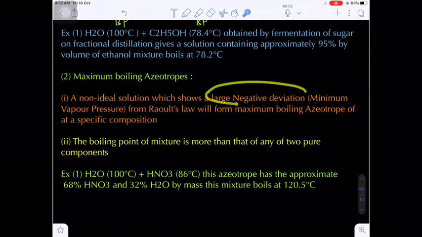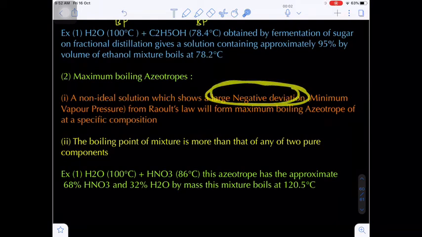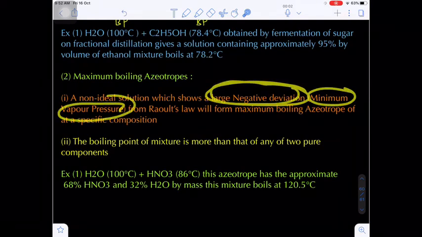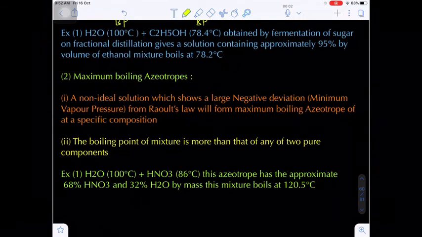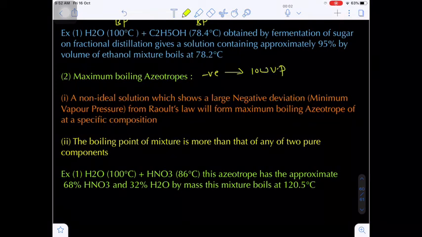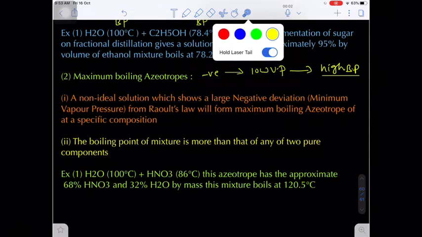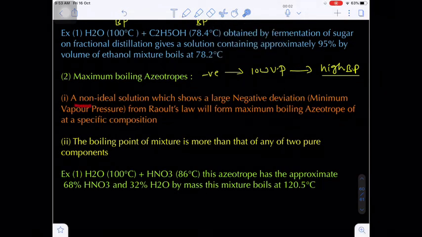Now the next one is the maximum boiling azeotropy. These are the non-ideal solutions which show large negative deviation. Negative deviation means minimum vapor pressure. Are you getting my point? So we know negative deviation shows low vapor pressure. We know when vapor pressure decreases, boiling point increases. That's why the boiling point will increase when we compare with the individual components in the mixture.